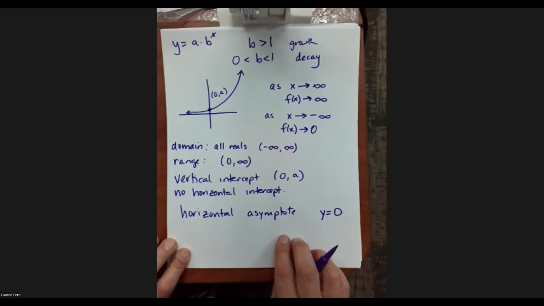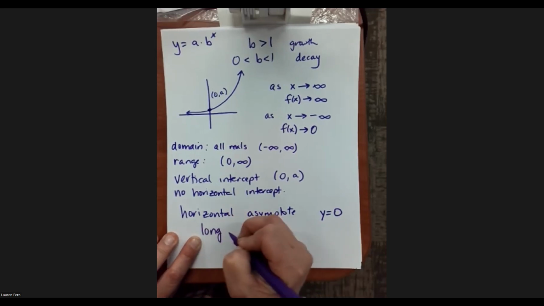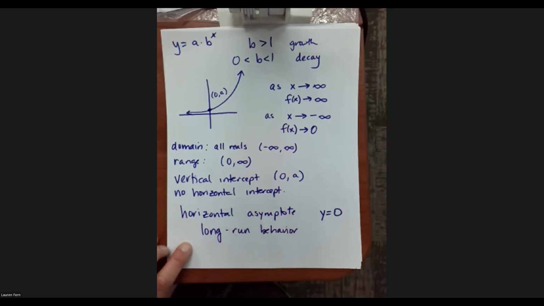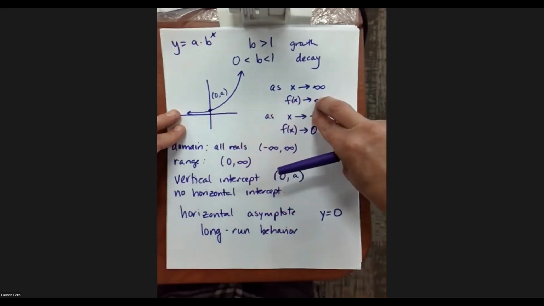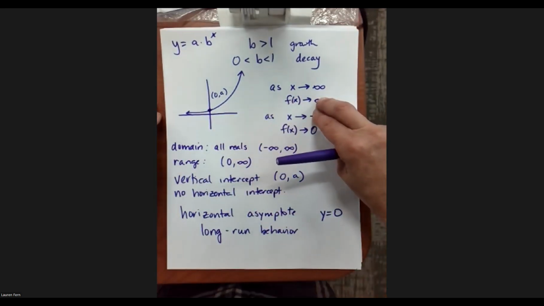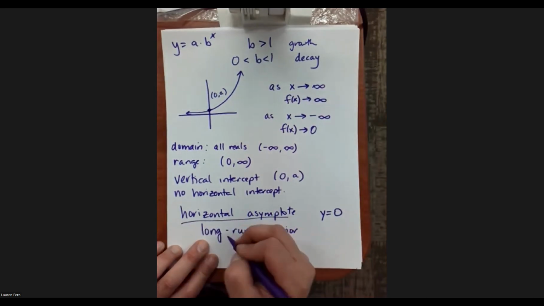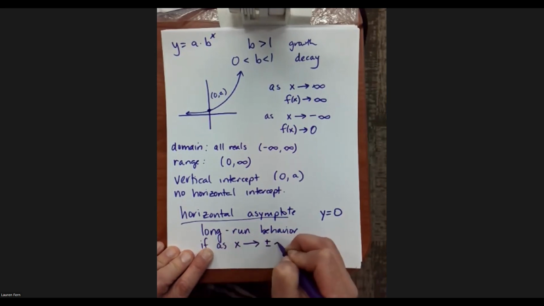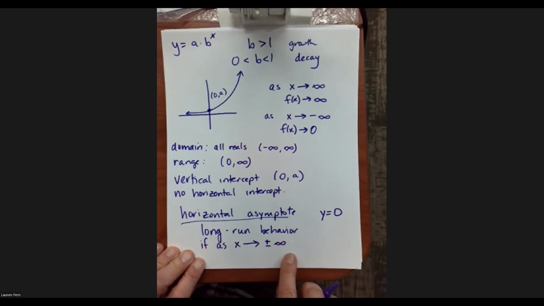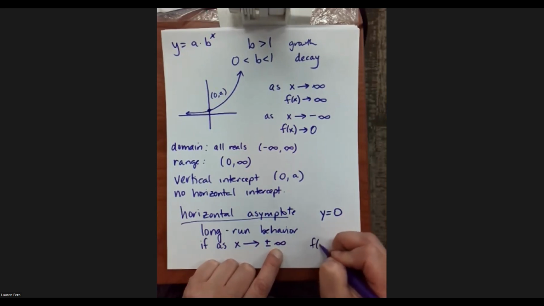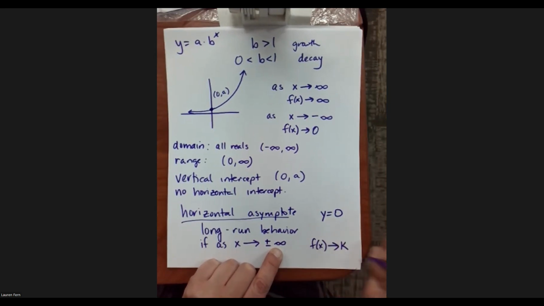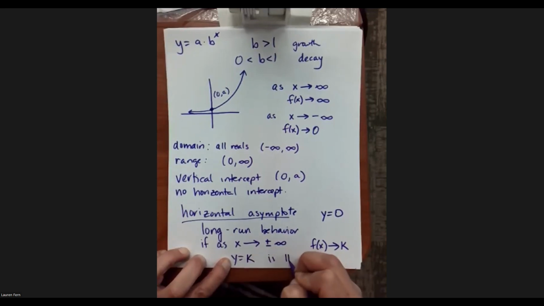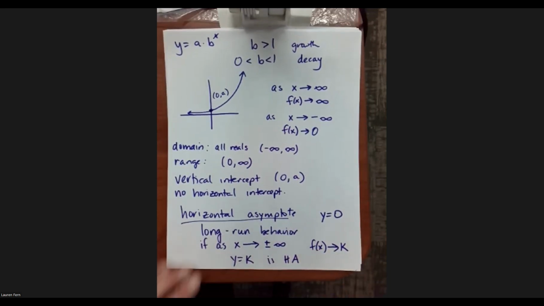Now, what is a horizontal asymptote? When you're talking about that sort of thing, you're talking about what we call long run behavior. In other words, what happens either as x gets really big or really small. If as x goes to positive or negative infinity, your function approaches some constant value, then that horizontal line, y equals that value, is your horizontal asymptote.